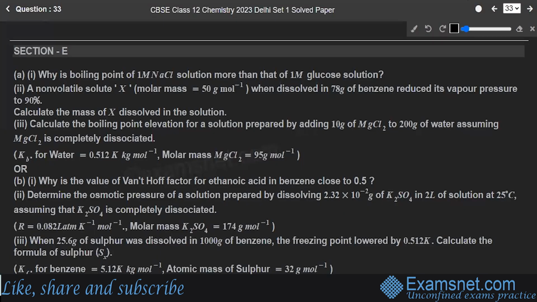Next is question number 33 of section E. It says, why is the boiling point of 1 m NaCl solution more than 1 m glucose solution? Basically, the question has two parts, A and B, and you can attempt either one. Each part has three subparts, 1, 2, 3. I'll start with the A part, first question, first part.